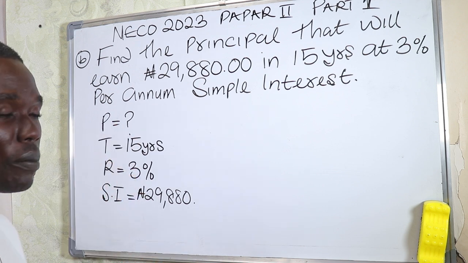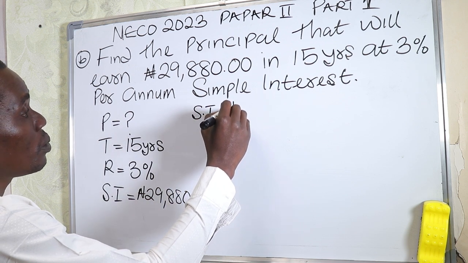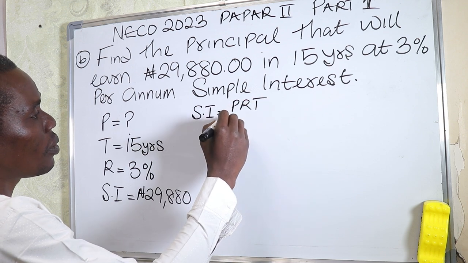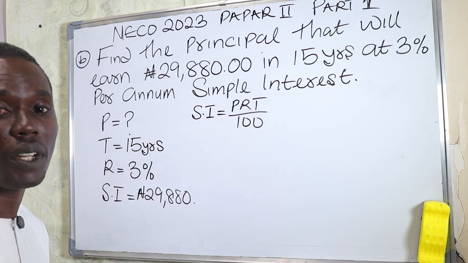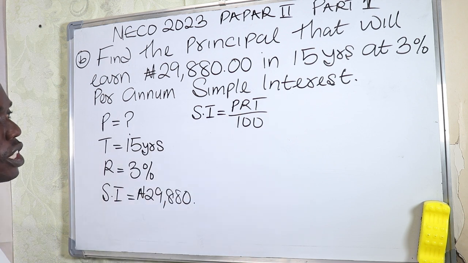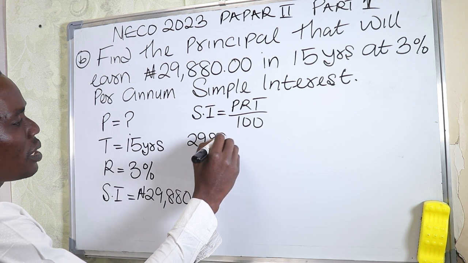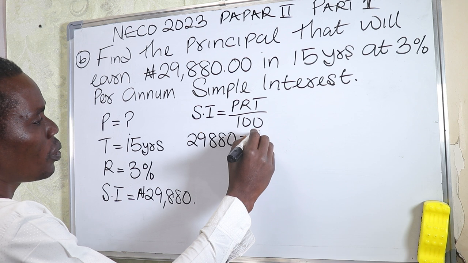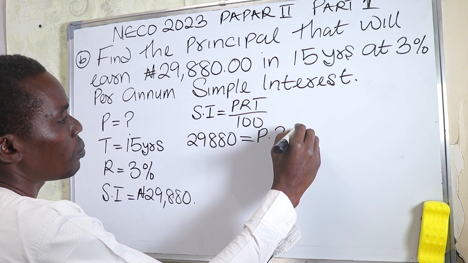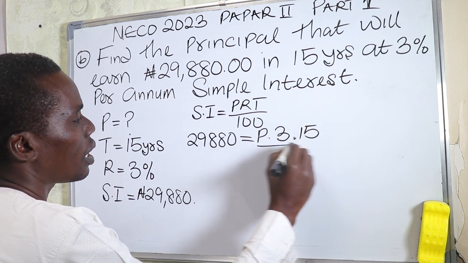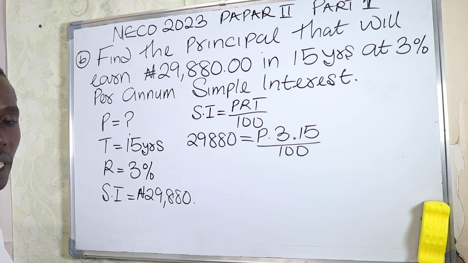Now, to find the principal, you should remember that simple interest is equal to principal times rate times time, all divided by 100, which happens as a result of the rate being in percentage. So we are given this already, so we'll have our 29880 to be equal to, we don't know the principal, we know the rate as 3 multiplied by the time as 15, and all of these divided by 100.